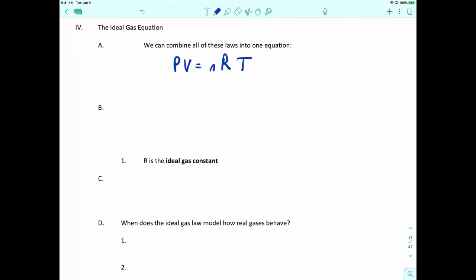This actually has a value of 0.0821 liter atmosphere over K mole. Okay, so PV equals nRT. This is called the ideal gas law.